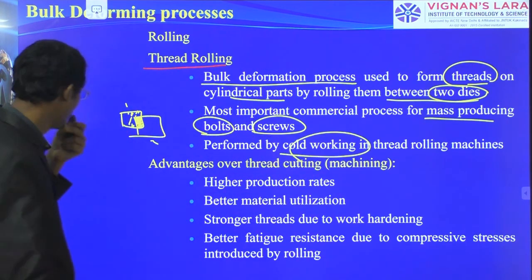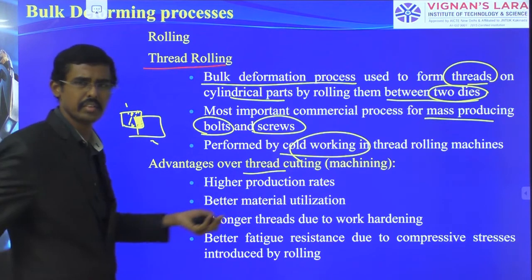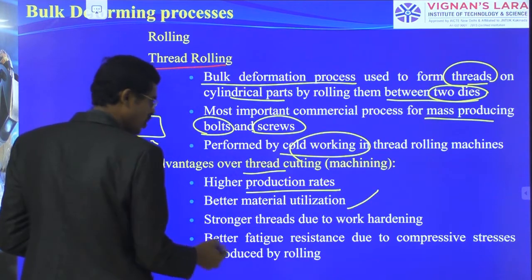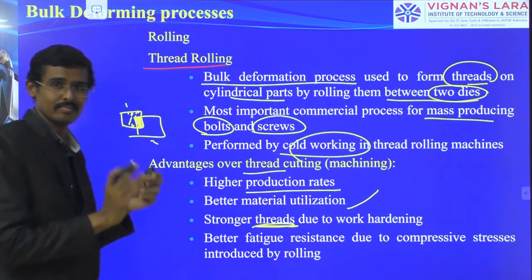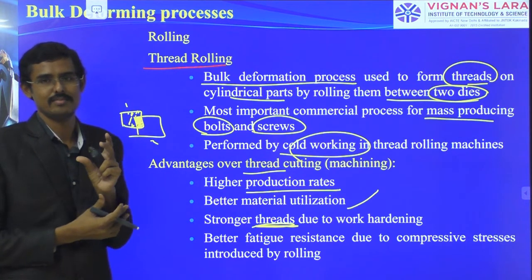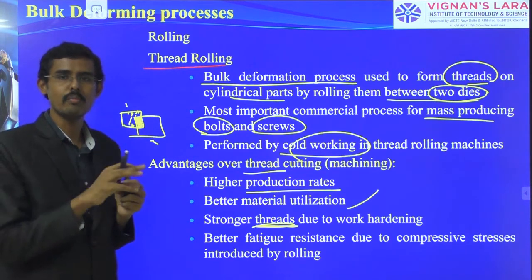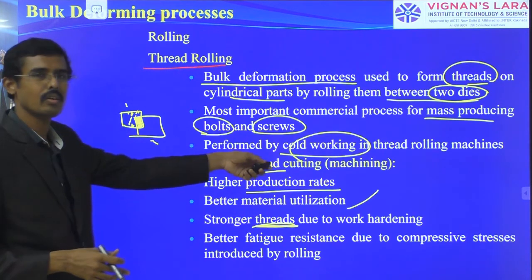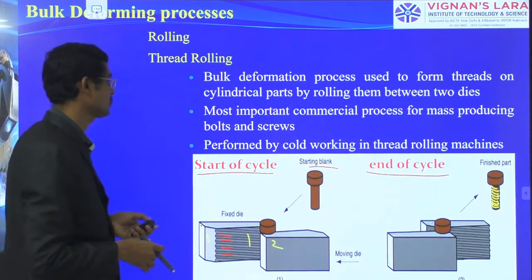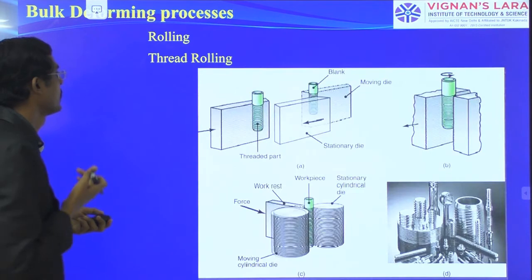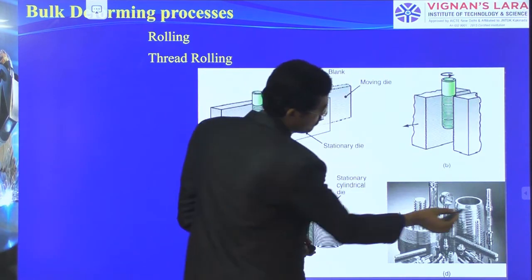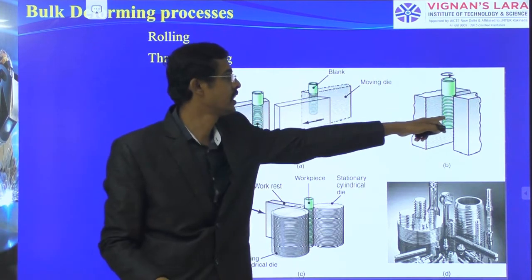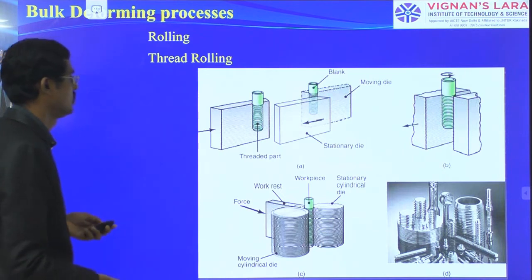What are the advantages over thread cutting, maybe thread machining processes? High production rate, better material utilization, and stronger threads, because we are compressing. In compressing, the volume is not changed. Only the product is converted from one form to another form. Therefore strengthening occurs in this cold rolling threading process. So, just for our understanding, likewise we can create some products. Here it started rolling, and finally we are getting the thread on the object.